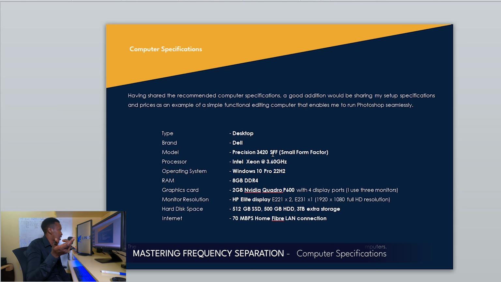So in terms of the processor, they said we should have a minimum of 2 GHz. Mine runs on an Intel Xeon, that is a Core i7 equivalent, and has a speed of 3.6 GHz. Then for the operating system, I'm using Windows 10 Pro. It came with the computer pre-installed and activated. Then I have 8 GB of RAM.